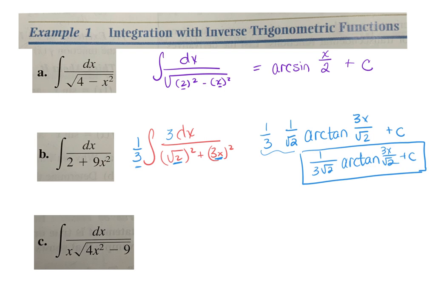So for this one, my function here is, I would think of this rewriting it. I have dx over x square root of, that's a 2x squared minus a 3 squared. So this is my function. This is my number here.